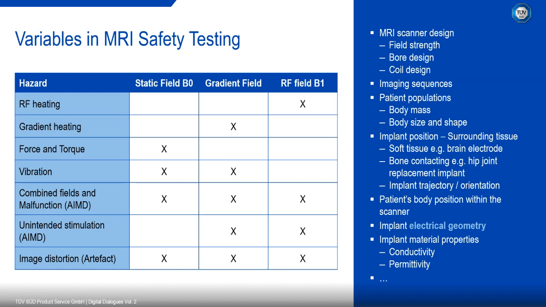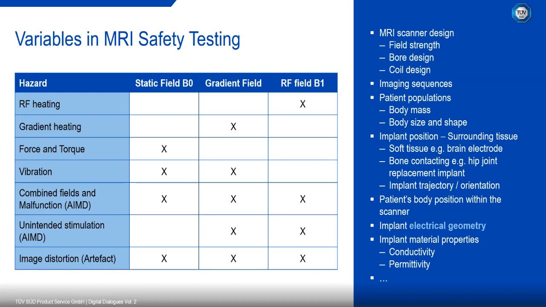We have already talked about a few of them, but here are some more. MRI scanner design, for example. Field strength: is it 1.5 Tesla or 3 Tesla or 7 Tesla? Bore design: is it an open bore MRI scanner or a closed bore MRI scanner? Coil design, we have looked into several coil designs in the previous slides. Imaging sequences, patient population, body mass, body size and shape. So we can talk about men and women, children, infants or adults. These are different variables and different patient populations.